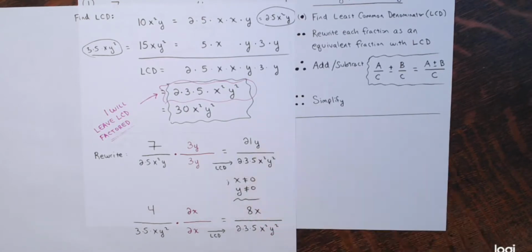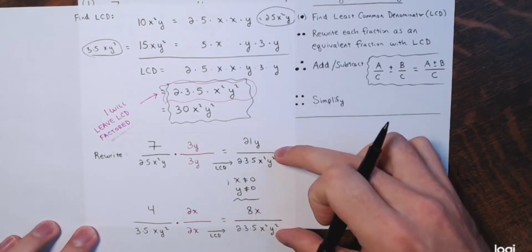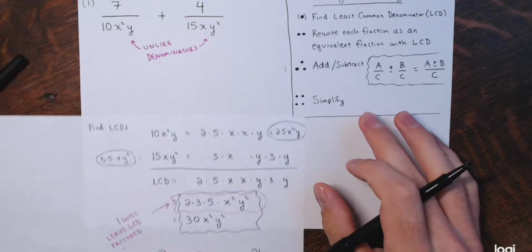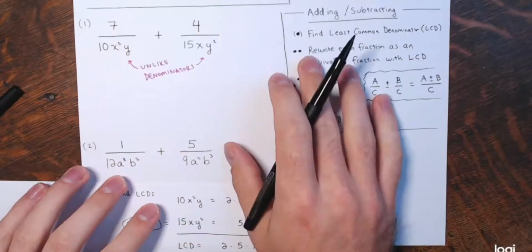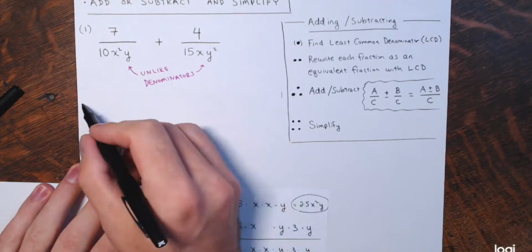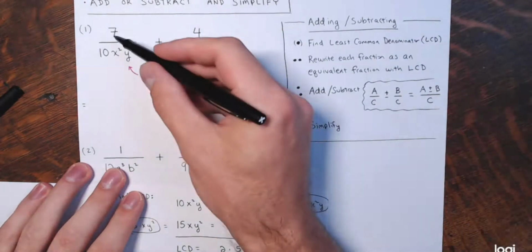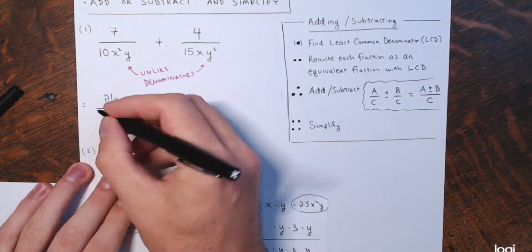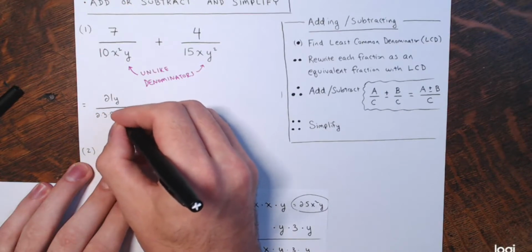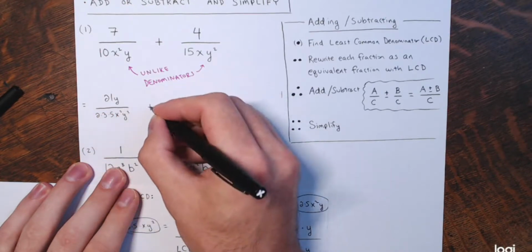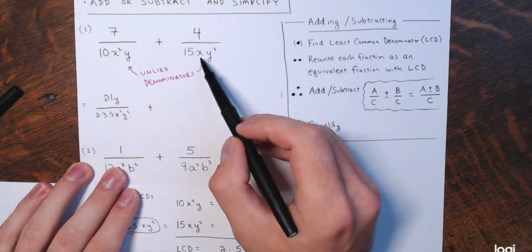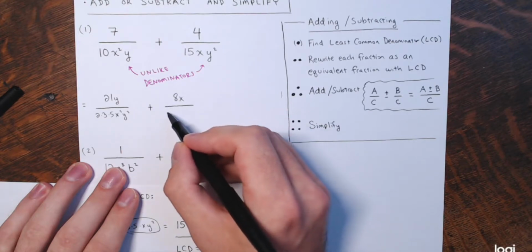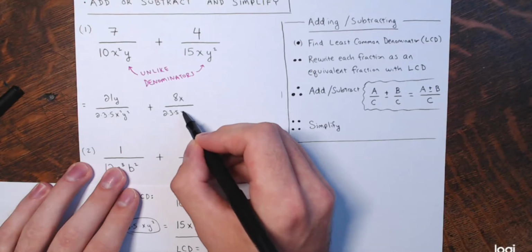Alright, so I'm going to rewrite these now. We have both fractions written with the same denominator. So I'll go back to the original page here and say this sum I was originally given is the same as, we rewrote the first fraction as 21y over the LCD, 2 times 3 times 5 times x squared times y squared, plus, and we rewrote the second fraction as 8x over the LCD, 2 times 3 times 5 times x squared times y squared.